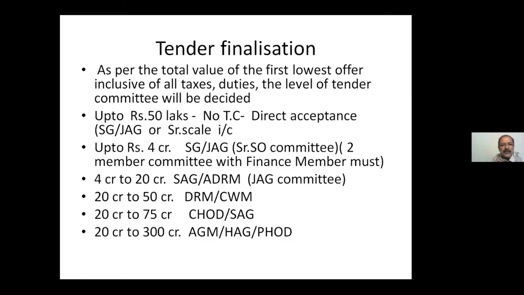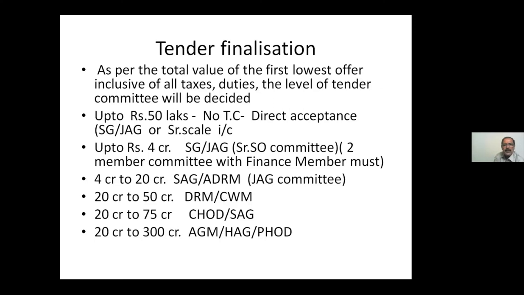What is the composition of the tender committee for tender values between 50 lakhs to 4 crores? You have to say 2-member committee. 2-member tender committee will be finalizing the tenders value in between above 50 lakhs up to 4 crores. Anything more than 4 crores, up to 300 crores, it is 3-member committee.